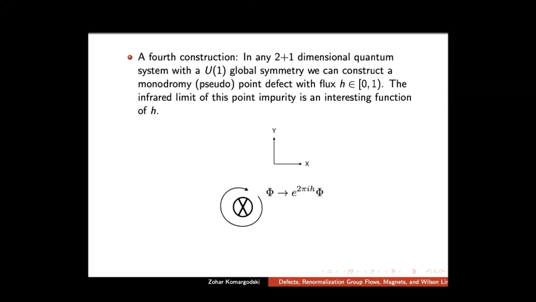And finally, there's an example I won't talk about today because it's a very long story. There's something called the monodromy defect. It's a point-like defect around which bulk operators pick up a phase. This is a completely canonical construction that exists in every system with a U(1) symmetry. So I'm just being very basic.